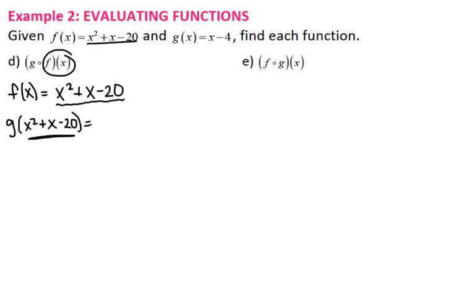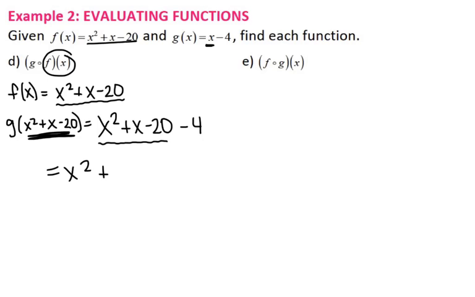Keep in mind whatever is in that parenthesis, that is what you're replacing your x with. So going to my g function, instead of writing x, I'm now going to write it as x squared plus x minus 20. So that's what your input is, minus 4, because that's what the rest of the g function says to do. And then from there we can combine like terms. So that's x squared plus x minus 24.